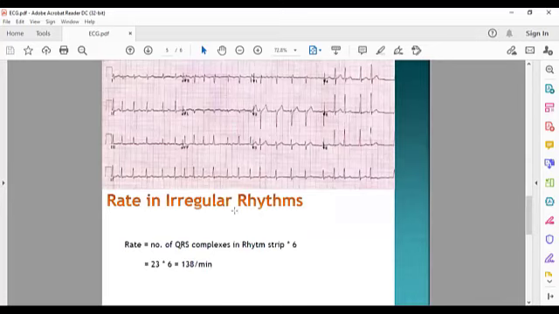For irregular rhythm, again, it is the number of QRS complexes in the rhythm strip multiplied by 6. There are 23 complexes on the rhythm strip, and 23 into 6 gives 138 beats per minute.